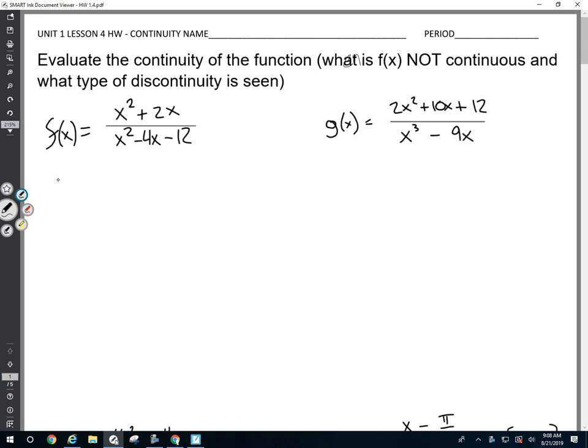So to figure out when the function is not continuous, we typically set the denominator equal to 0. So I have x squared minus 4x minus 12 equal to 0. And to solve this quadratic set equal to 0, I'm going to factor. So find two numbers that add to get -4 and multiply to get -12. That's -6 and +2. And two solutions are 6 and -2.